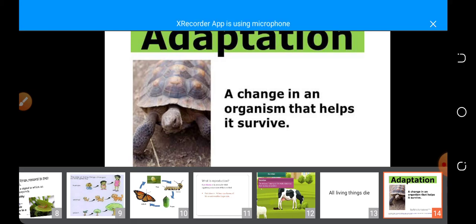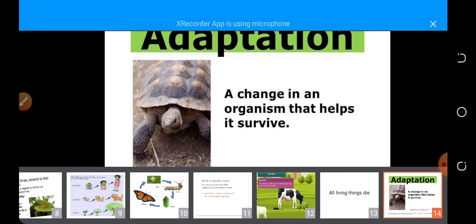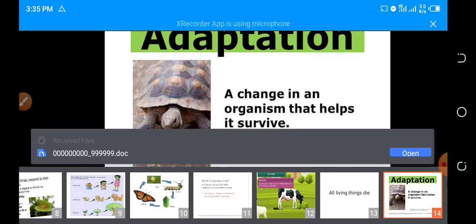So what other thing did we talk about? We talked about nutrition. All living things feed. We talked about irritability. We say irritability is the way we respond to stimulus. And I said whenever a thing you are not expecting happens to you, you are in shock. That is irritability. We have irritability in plants too. So we talked about that.